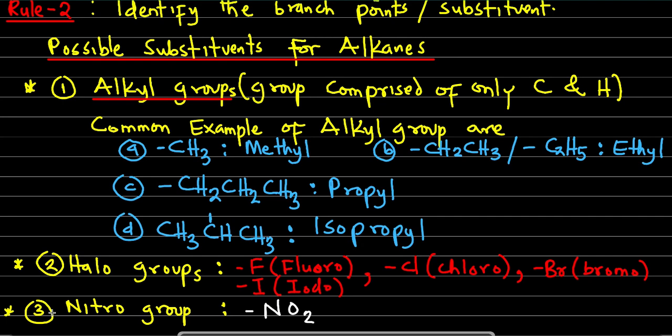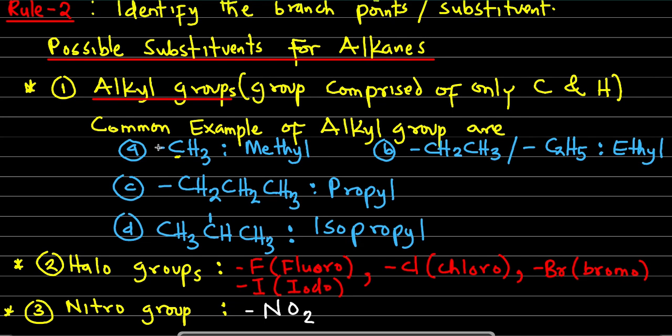So if they give you a compound and you're asked to name it, and after identifying your parent chain, you see that there is any other carbon, maybe a carbon that did not take part in the parent chain, obviously that carbon is a substituent. If that substituent contains only carbon and hydrogen, obviously that becomes an alkyl group. What are the possible alkyl groups we have? If it contains just one carbon and three hydrogens, you're going to have methyl.